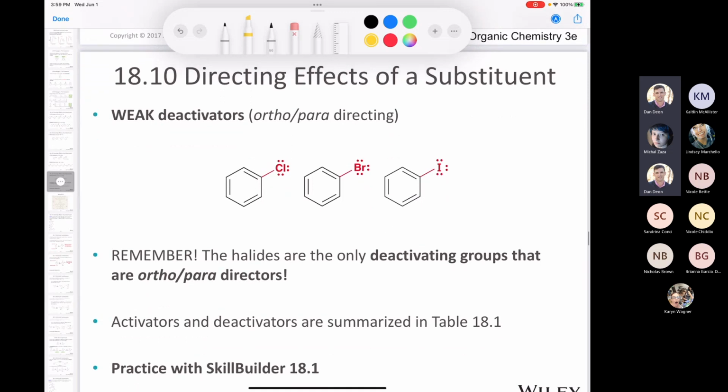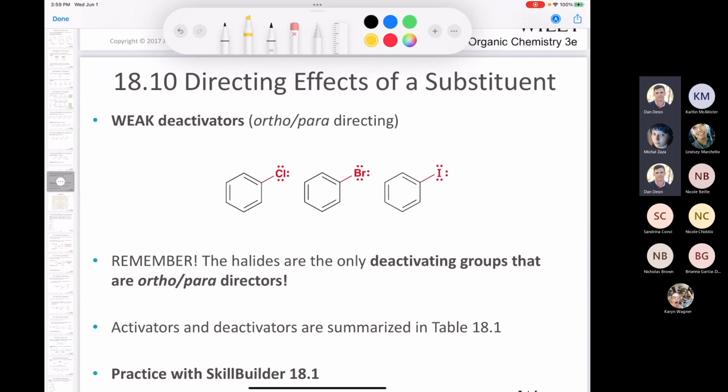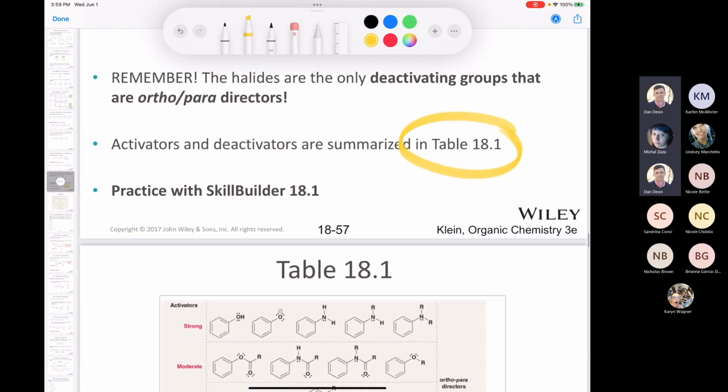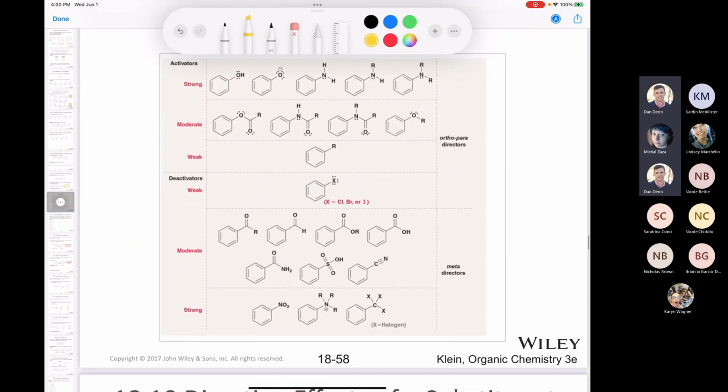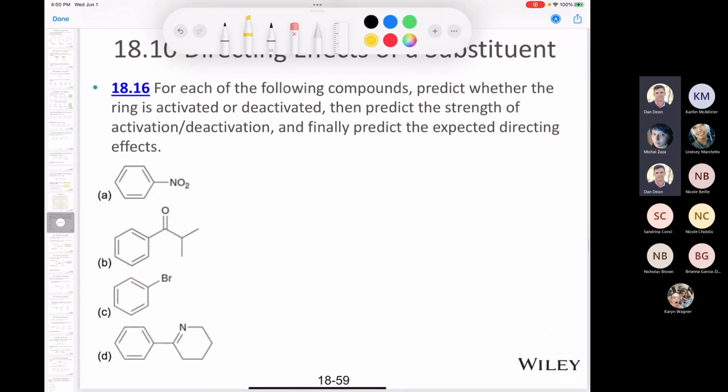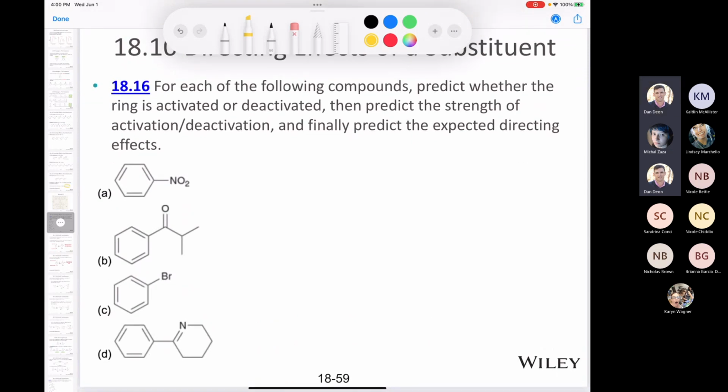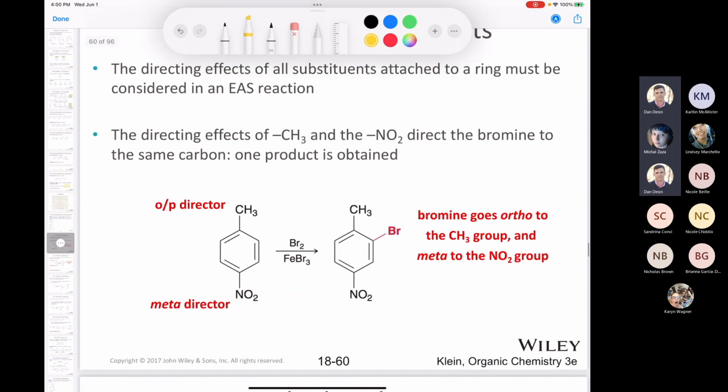Now, the good news is that the whole idea of something being a strong, moderate, or weak activator or deactivator is organic chemistry, so I'm going to provide a rationale for you. But if you want to get a head start on Friday's lecture, I would recommend at the very least reading the remainder of the chapter and taking a good hard look at table 18.1 to see if you can understand the rationale behind everything in this table, because once we go over the entire table, we're going to talk about the directing effects of substituents on aromatic rings.